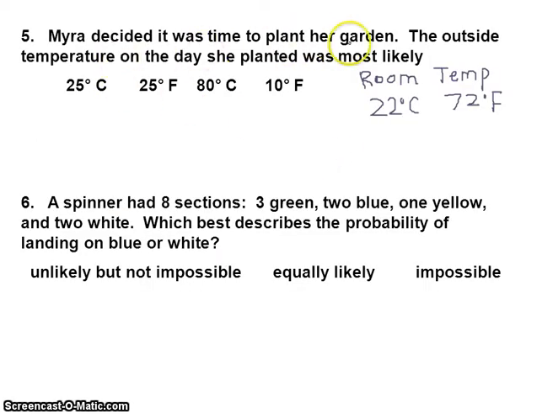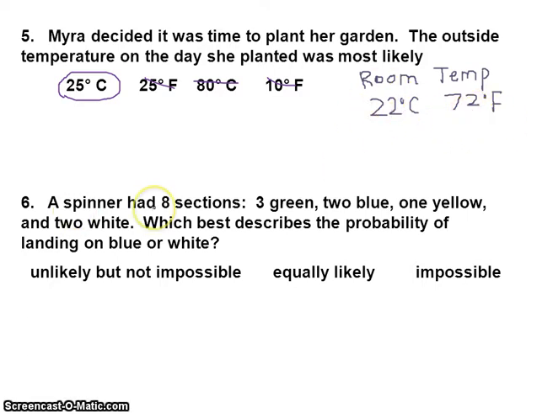Myra decided it was time to plant her garden. The outside temperature on the day she planted was most likely. So you want to put your benchmark temperatures, and I know that when you're planting, you want the temperature outside to be spring-like because people plant in the spring. So I chose room temperature as my benchmark temperature, so I'm looking for something that would work. That's too cold, way too hot. Too cold, so that leaves 25, which is slightly above room temperature.